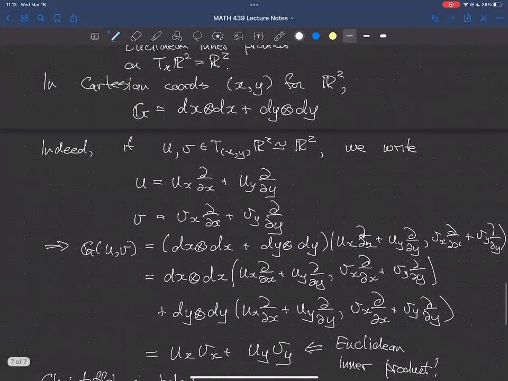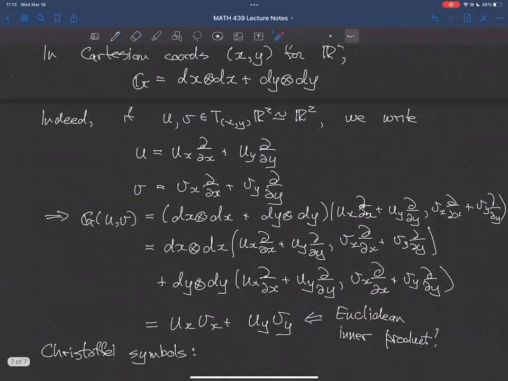Okay, I'm going to save myself a bunch of work here by thinking about it before I calculate. The components of G are 1 and 1 there, and then there are 2 other ones, the dx tensor dy and the dy tensor dx. Those ones are 0. So the point is that all the components of G are constant with respect to x and y. They're not functions of x and y.